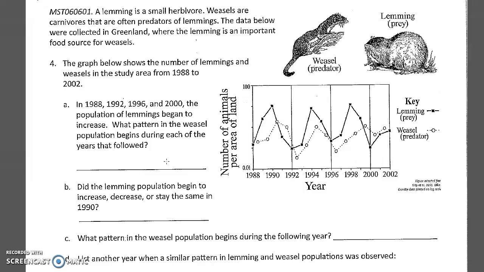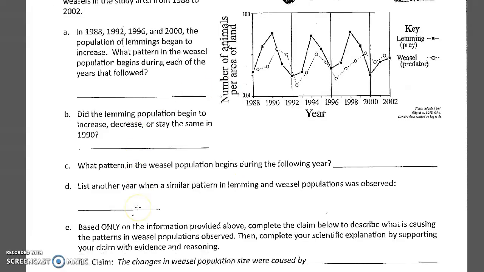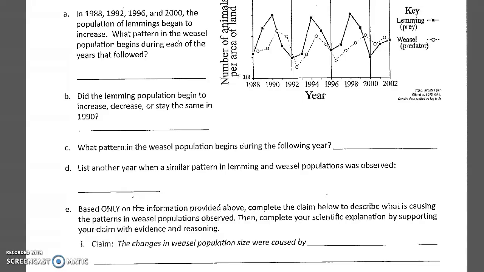Number 4. The graph below shows the number of lemmings and weasels in the study area from 1988 to 2002. In 1988, 1992, 1996, and 2000, the population of lemmings began to increase. What pattern in the weasel population begins during each of the years that follow? 4b. Did the lemming population begin to increase, decrease, or stay the same in 1990? C. What pattern in the weasel population begins during the following year? D. List another year when a similar pattern in lemming and weasel populations was observed.